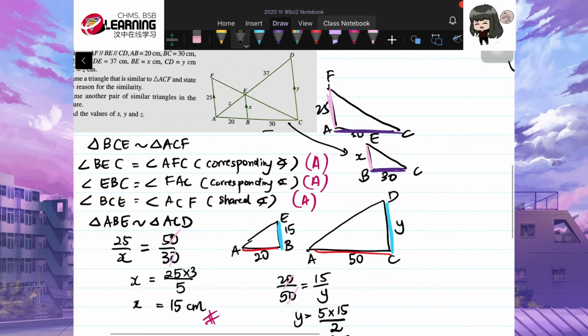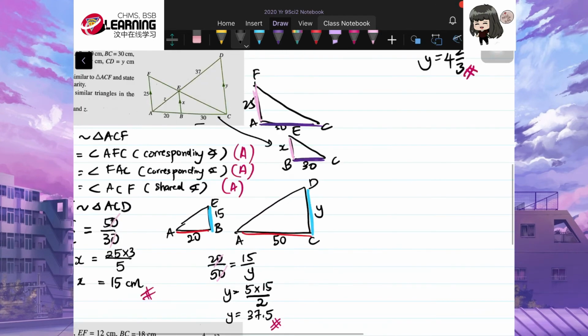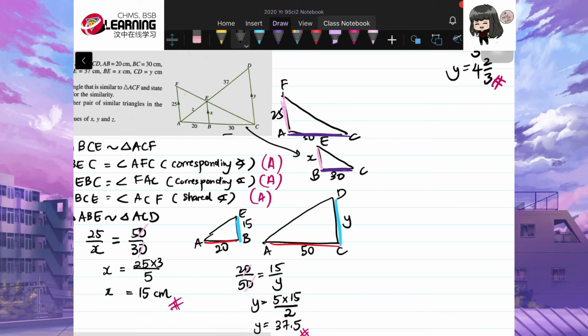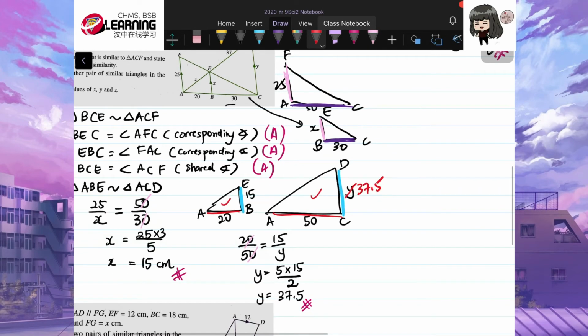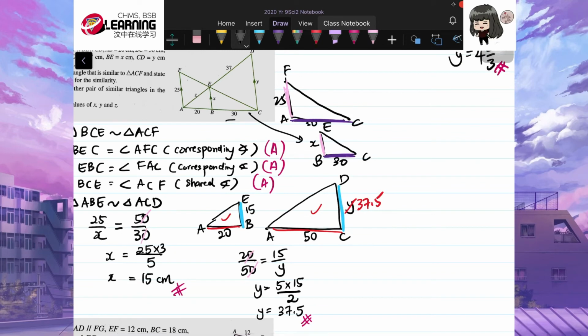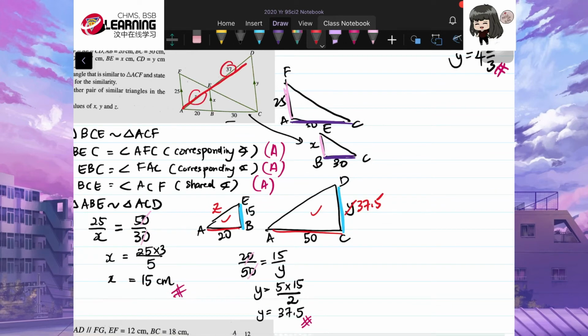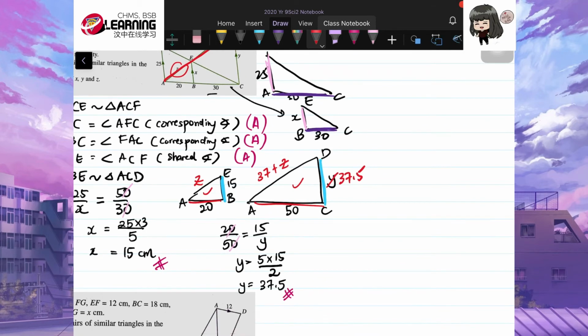So now let's find z, using the same pair of triangles. Y we already found, 37.5. I'll use these two triangles here to find z, because AE is z. Since it's unknown, I'll write in red pen. AD, A to D, is 37 and z, which means 37 plus z. Now we compare. How do we compare the yellow one, AE, with AD?